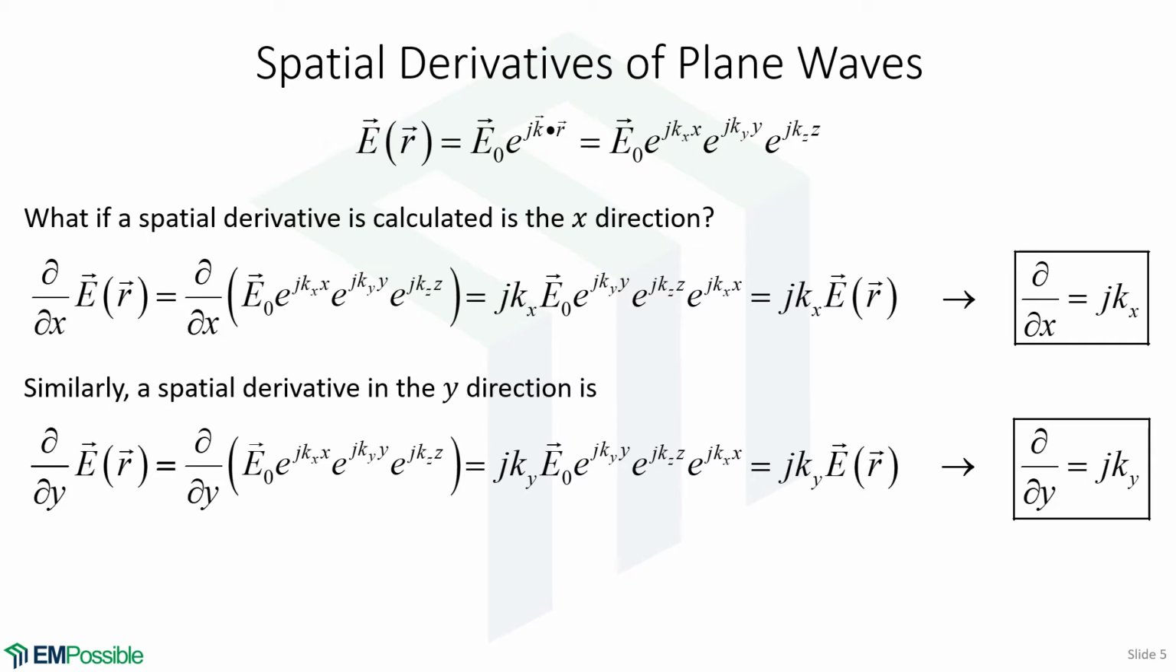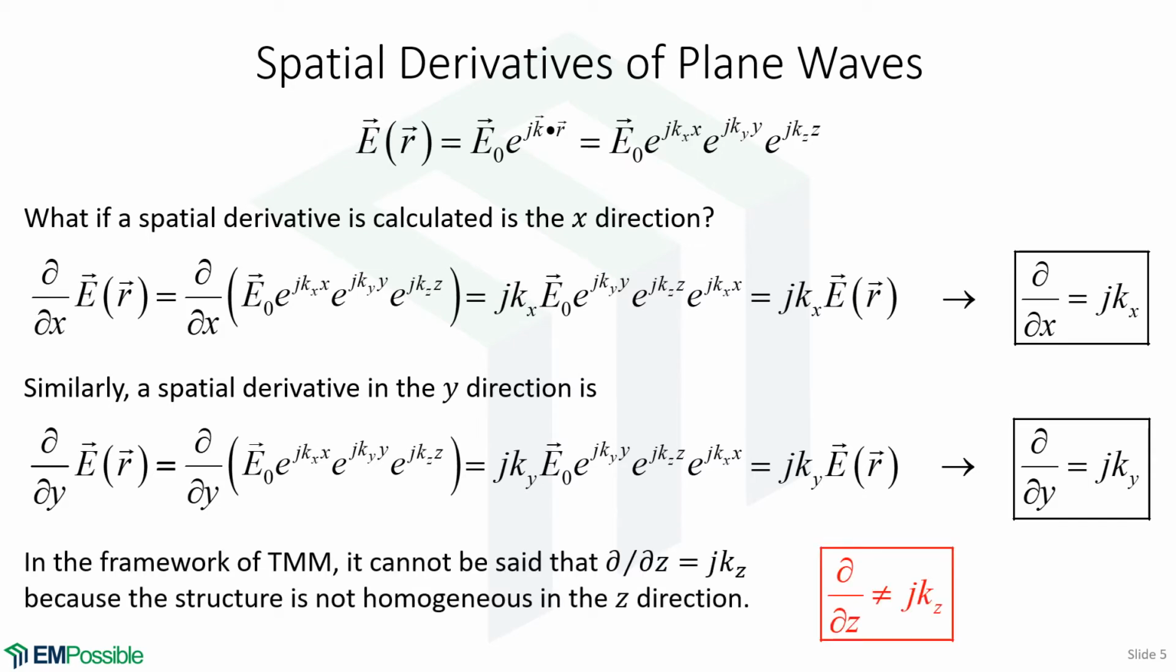What about the z direction? Well, we could write the same thing, except we know that in the context of the transfer matrix method, our slabs are not infinite in the z direction. That means the fields will suddenly change at the interfaces. We're going to have backward and forward waves and all kinds of crazy stuff. So we cannot replace the partial derivative in the z direction with jkz. We're forced to just leave it as the partial with respect to z. So the conclusion from this slide is we simply replace the partials in the x and y directions with jkx and jky.